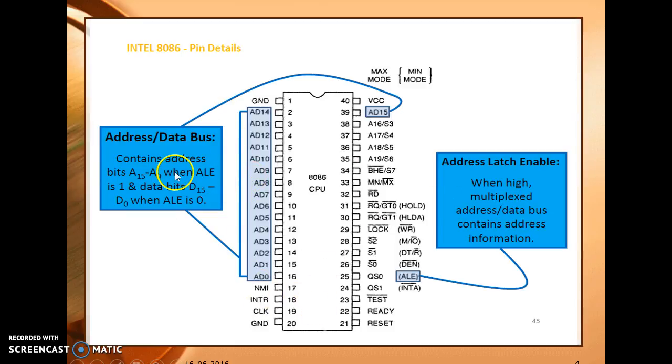How can we differentiate them? With the help of the address latch enable. When the address latch enable pin is 1, the pins contain the address. When the ALE pin value is 0, they contain the data. So this can be used to separate address as well as data. It is called the address latch enable.